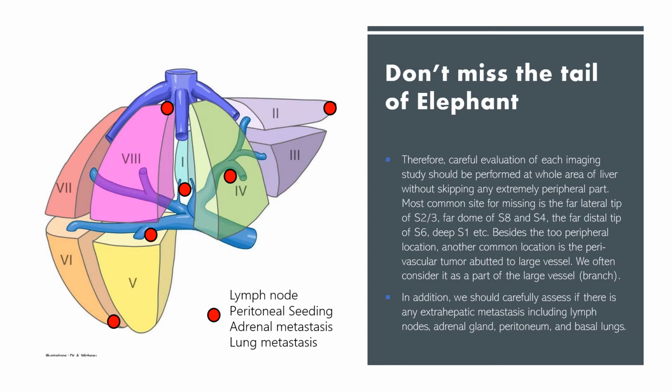Besides these peripheral locations, another common location is the perivascular tumor abutting a large vessel. We often consider it as a part of the large vessel. In addition, we should carefully assess if there are any extrahepatic metastases, including lymph nodes, adrenal gland, peritoneum, and basal lungs.